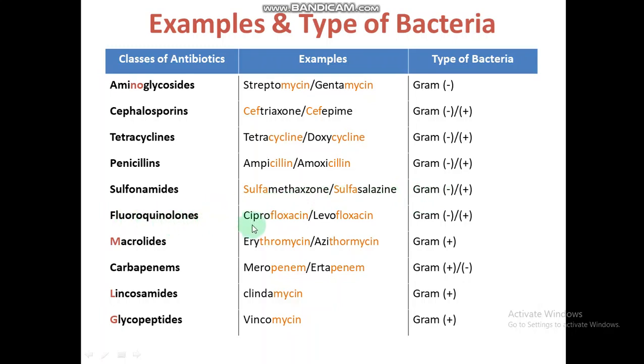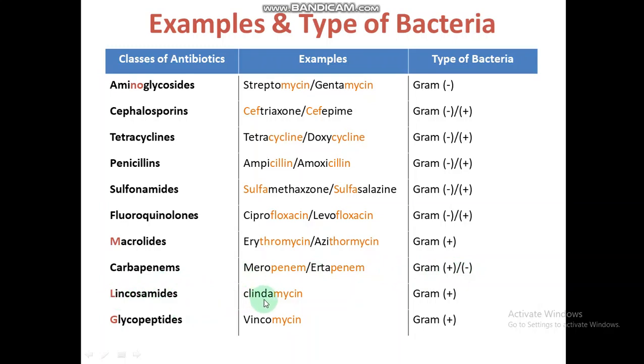Fluoroquinolones, the examples of fluoroquinolones are ciprofloxacin and levofloxacin, and they act on gram-positive and negative bacteria. Macrolides, the examples are erythromycin and azithromycin. They act on gram-positive bacteria. Carbapenems, the examples are meropenem and ertapenem. They act on gram-positive as well as negative bacteria.